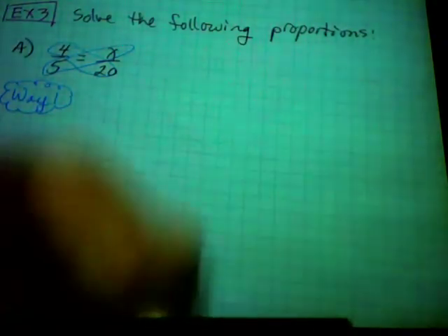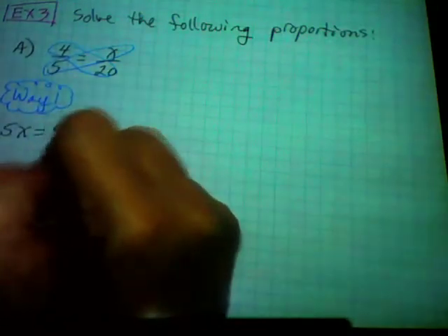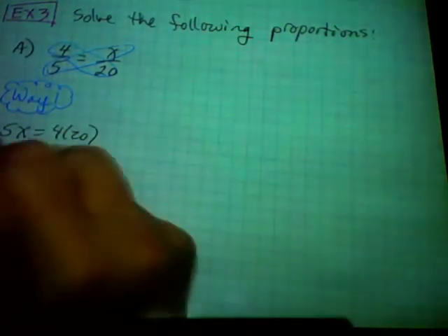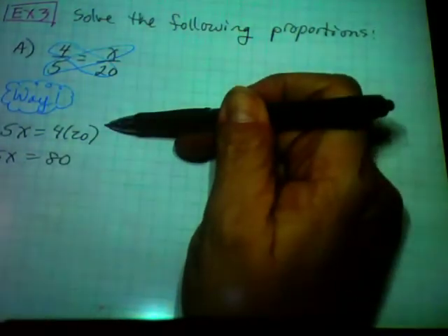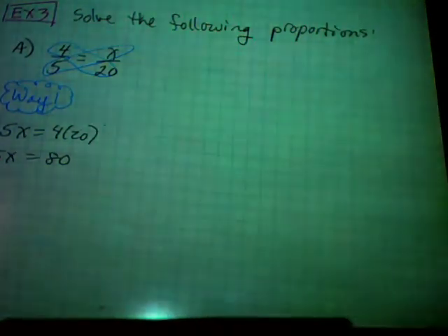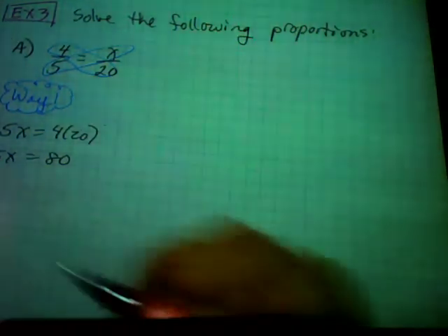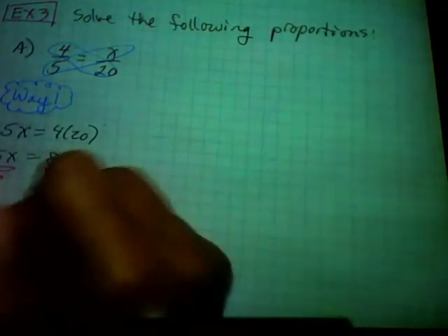So I've got 5 times x is 5x, and what's 4 times 20? 80. So I have 5x is equal to 80. For your note purposes, I put this here so you can figure out where that 80 came from. So for your notes, you're going to want to write that down. Then how do you solve? One-step equation. Divide by 5. Yep, divide by 5.